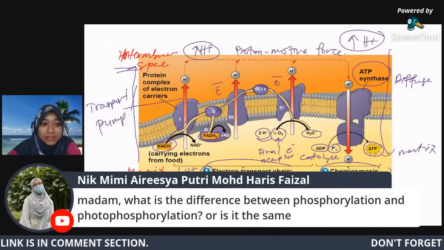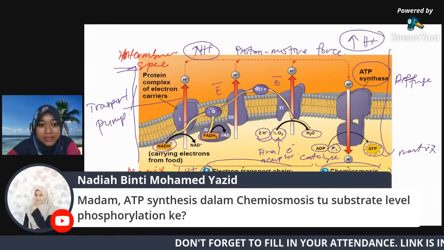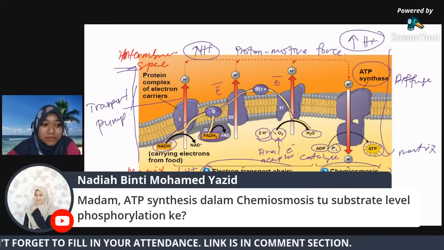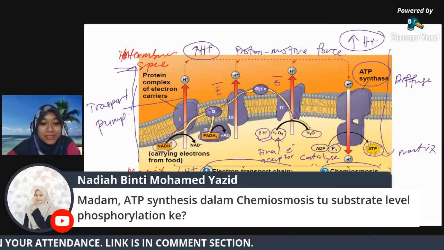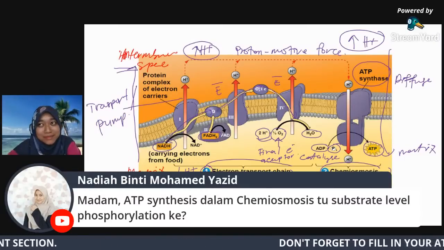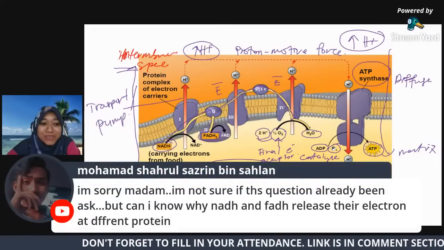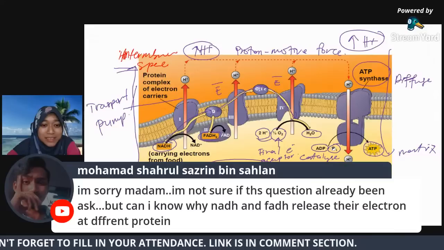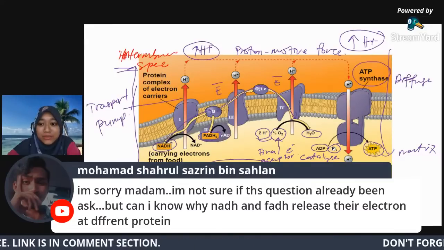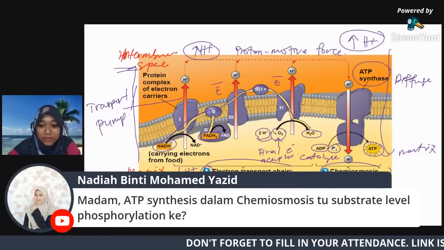Next one. Okay. Next one. What is the question? Is ATP synthesis in chemiosmosis substrate-level phosphorylation? No. Okay. I will answer this question using a diagram, in a moment. Let me answer the question first: why do NADH and FADH2 release electrons at different points? Okay. So I'll answer these two questions.